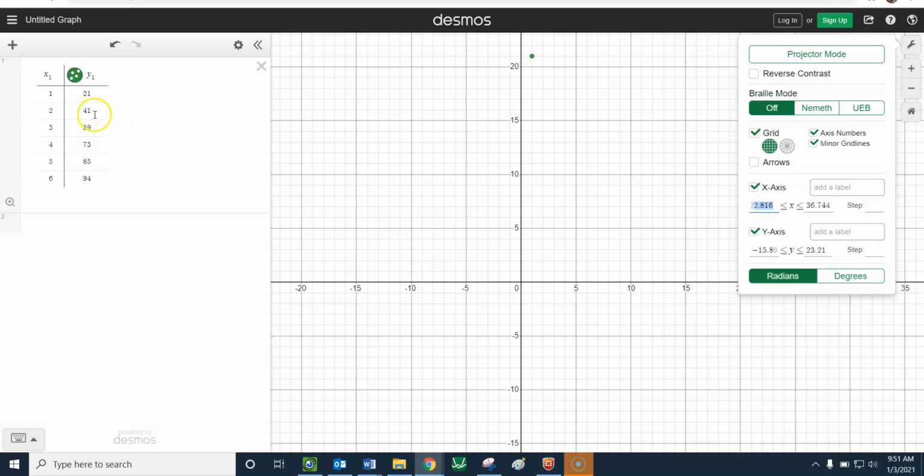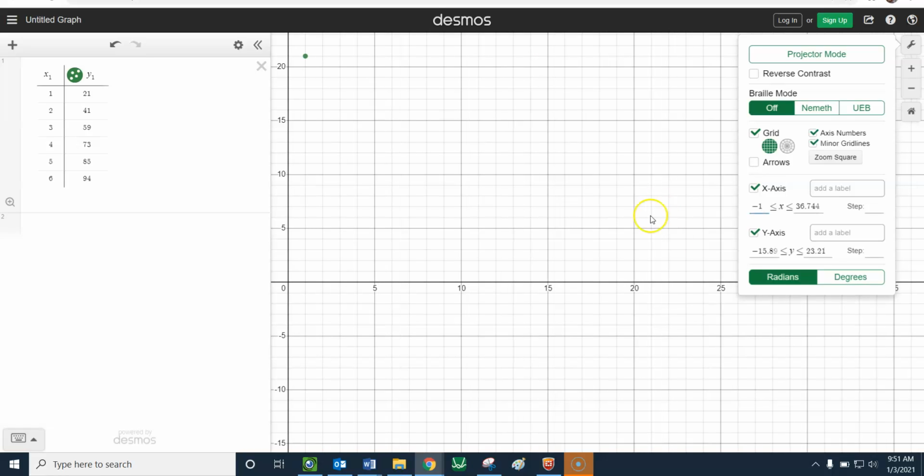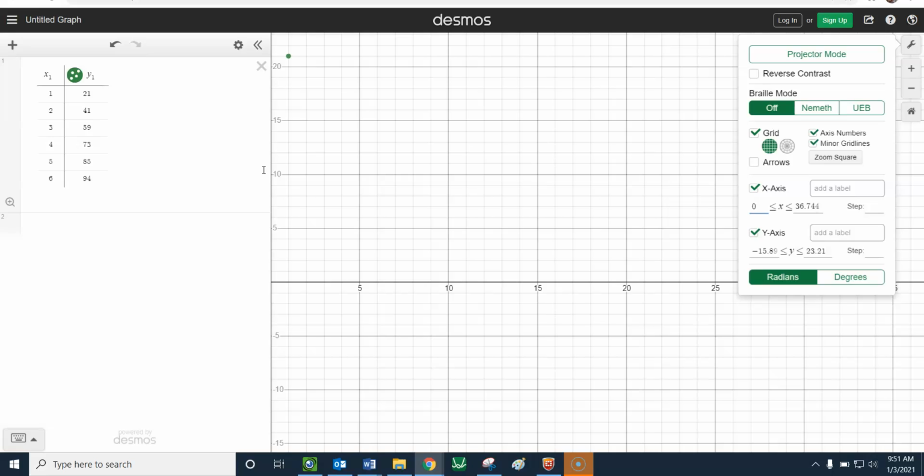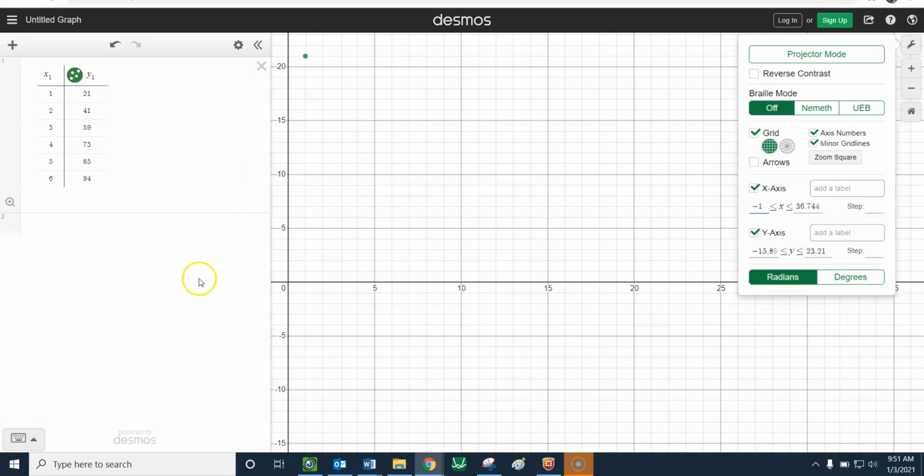Well, I don't need negatives. The weeks start at 1 and go to 6. So I'm actually going to start at -1, just so I can see a little bit of the numbers here. If I click 0, it shoots it off to where it's off to the side and I can't see it at all. So that's why I like to start at -1.